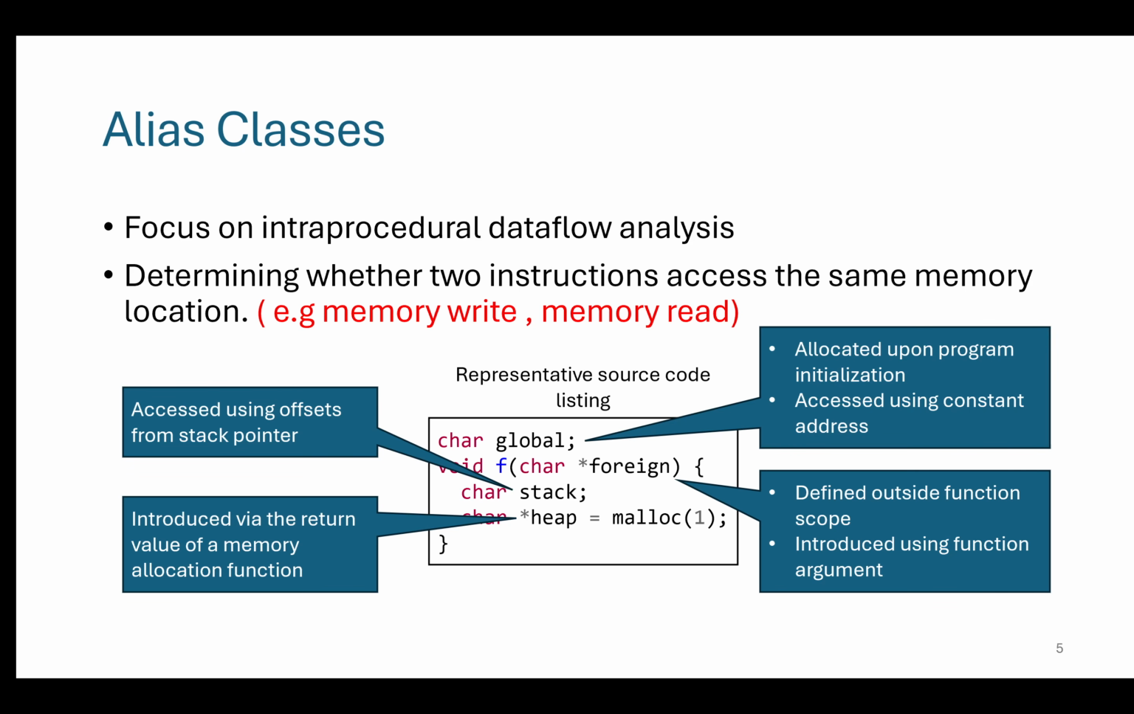Foreign means a pointer that is defined outside of the function and is introduced using a function argument. And global is allocated upon program initialization and accessed using a constant address. A stack is accessed using offsets from the stack pointer, and heap is introduced via the return value of a memory allocation function.